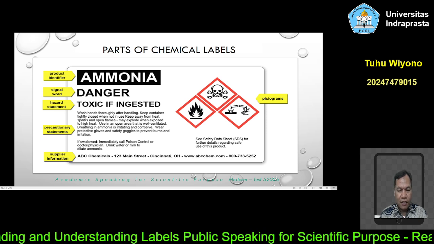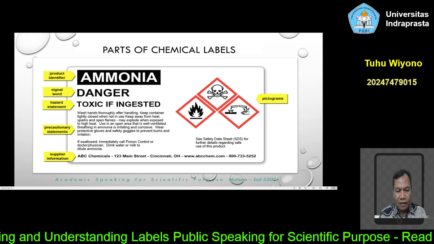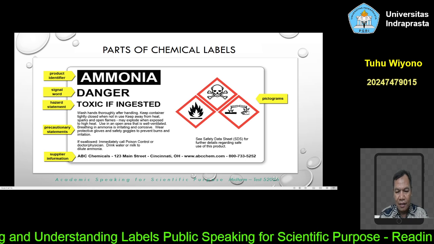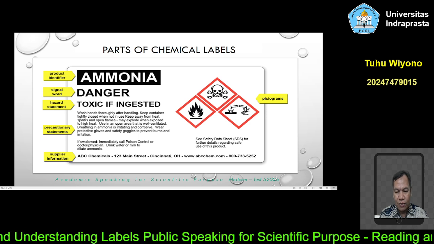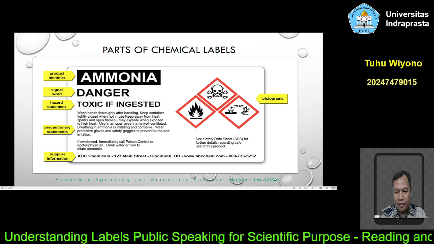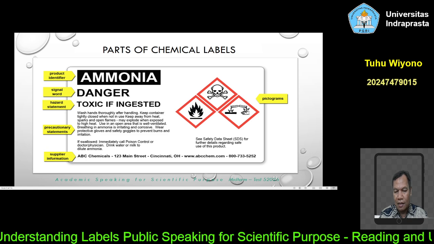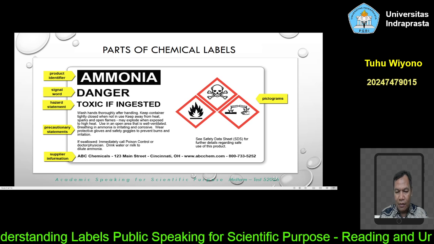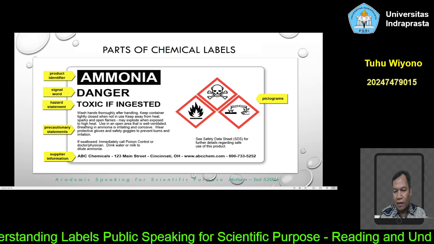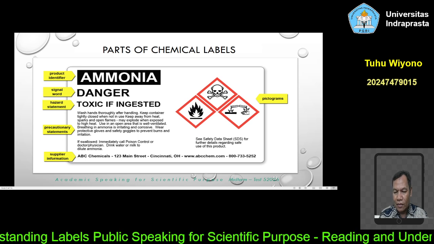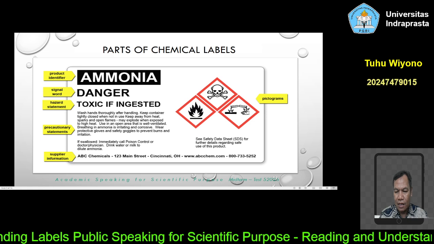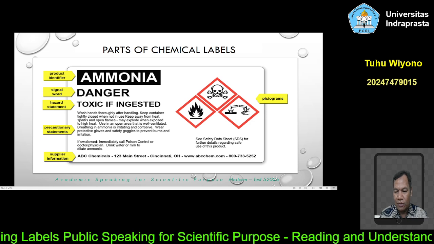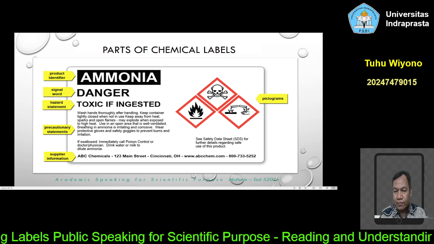The next information is supplier information. The manufacturer is ABC Chemical, 123 Main Street, Cincinnati, 08, www.abccham.com. The contact number is 800 733 5252.